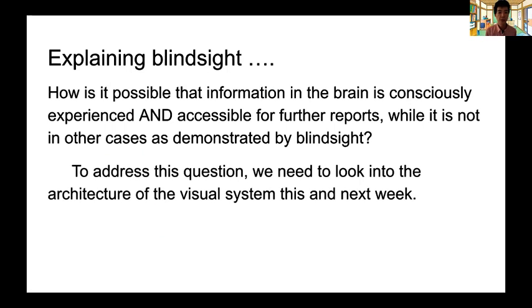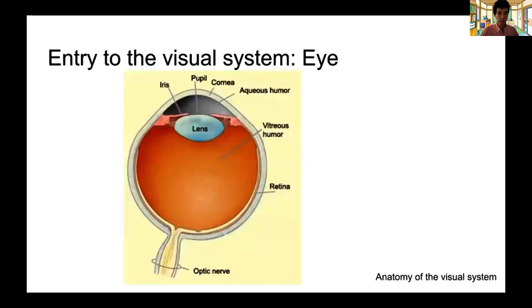So to address this question, what we need to do is to look into the architecture of the visual system and then to consider how that relates to conscious experience. And this overall moves towards the study design or framework of neural correlates of consciousness. And that's going to be the main topic for this week and next week. So let's get started with the eye.